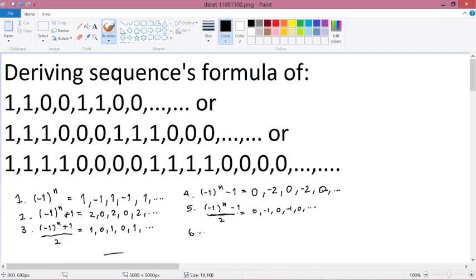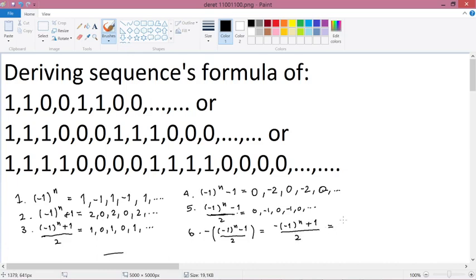And how about we multiply all this by minus 1. 0 multiplied by minus 1 is 0, minus 1 multiplied by minus 1 is 1, and so on. So in the sixth formula we multiply the fifth formula by minus 1 like this, and it will become minus 1 to the power n plus 1, divided by 2.